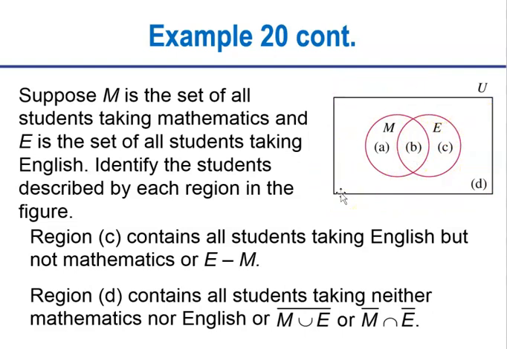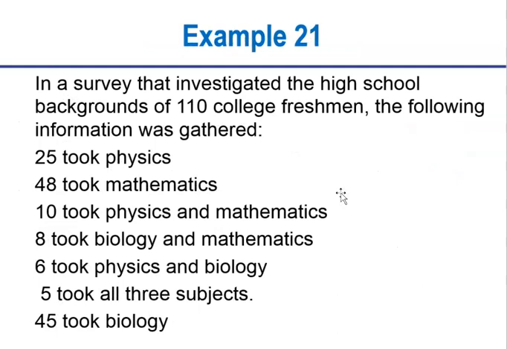All right, next example, example 21. Here's a good one. In a survey that investigated the high school backgrounds of 110 college freshmen, the following information was gathered. 25 took physics, 48 took mathematics, 10 took physics and mathematics, 8 took biology. You can read all this, right? So we got a lot going on here. So we want to answer a few questions about this. Before we address this, let's look at the questions.